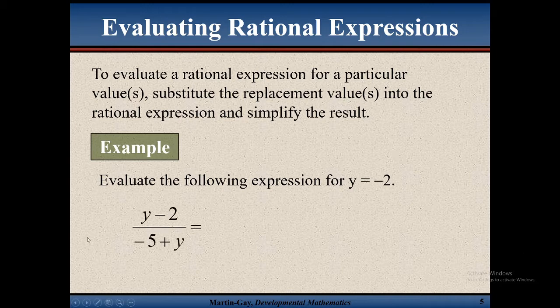Here in our example, you have a rational expression y minus 2 over negative 5 plus y. We are going to simply substitute y with negative 2. Substituting y with negative 2 gives us negative 2 minus 2 over negative 5 plus negative 2, which is equal to negative 4 over negative 7, which will be equal to positive 4 over 7.